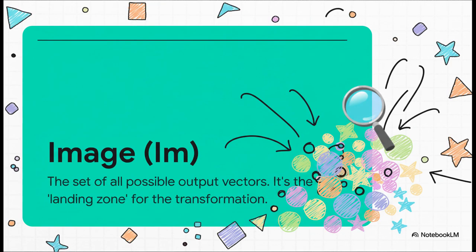The image is pretty much the exact opposite. It's the entire set of all possible outputs. So if you take every single vector you can think of and throw it at the transformation, the collection of all the places they land, well, that's the image. It's the transformation's entire playing field.